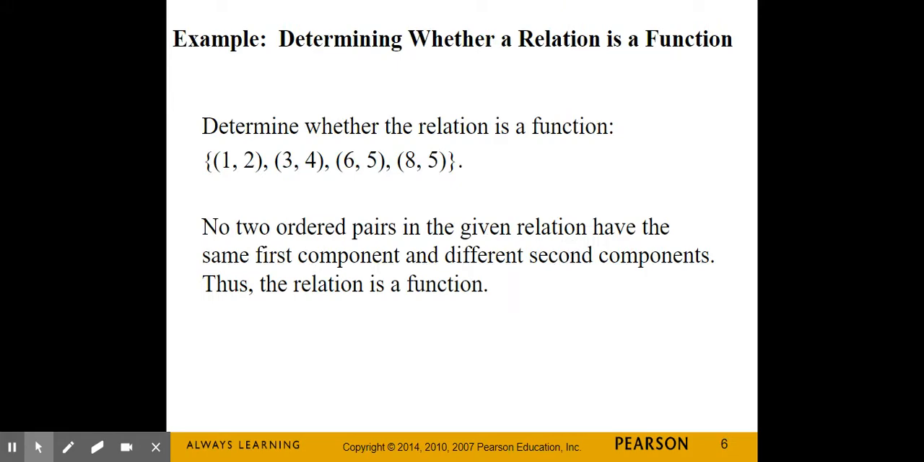So determine whether a relation is a function. All right, so here's your ordered pairs: (1, 2), (3, 4), (6, 5), (8, 5). Is that a function? Since no two ordered pairs in the given relation have the same first component and different second components, the relation is a function. Even though there are two y values that repeat, it's okay. It's if there were x values that repeated and were attached to different y values that it would make it not a function. So this is good. This is a function.